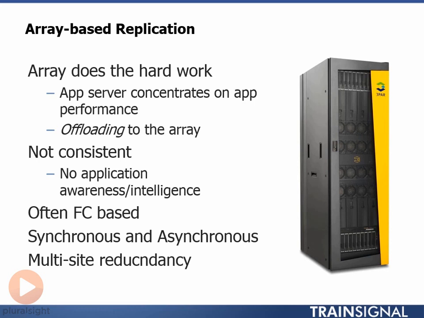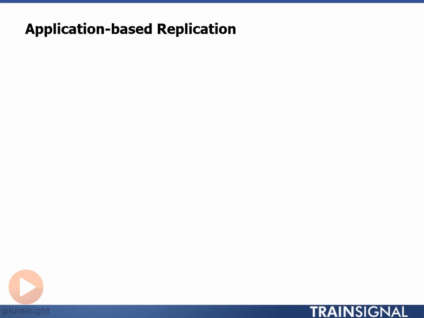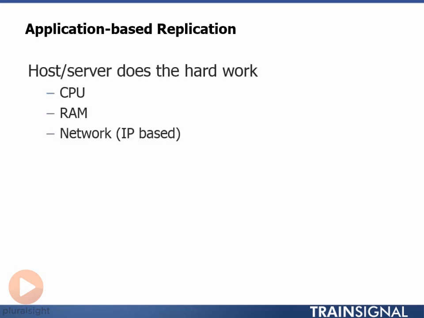Now for a bit of application-based replication. This time there's no array doing the heavy legwork. The entire burden of replication falls squarely on the shoulders of the app server. Host CPU, RAM and network are all called into action to make the replication work. And when we say host network, this tends to be an IP network.